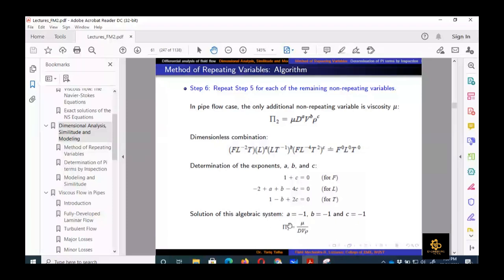So in fact, if you choose dv and mu as repeating variables, then you would get rho vd upon mu. That pi term is equally correct. So pi terms are usually unique. It doesn't depend upon the selection of repeating variable.